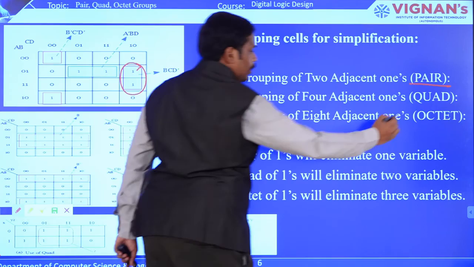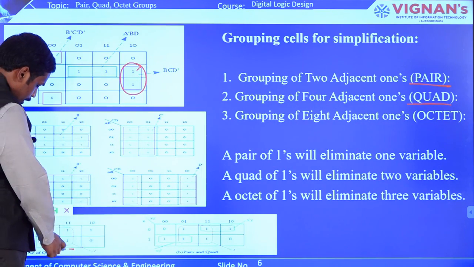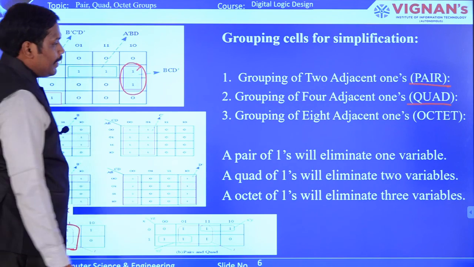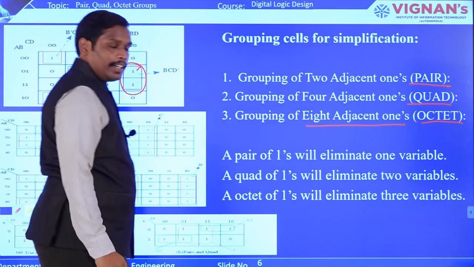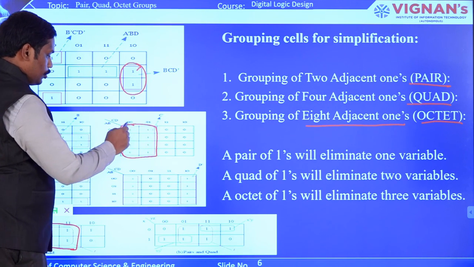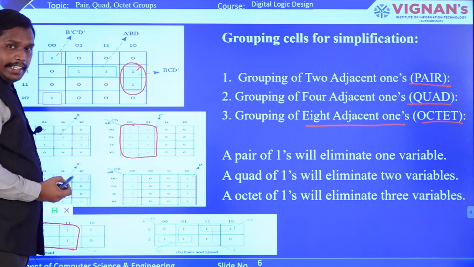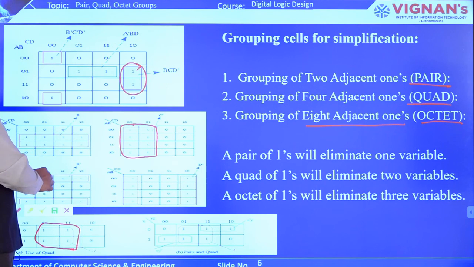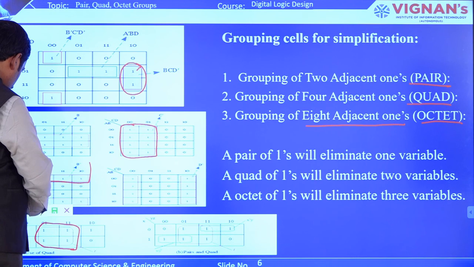And then a quad is grouping 4 ones. Here in this diagram, 4 ones are considered to be a quad. And then for an octet, 8 adjacent ones should be marked. You can take this as an example. Since in this Karnaugh map all ones are there, you can consider this as 8. So that is called an octet. Is it clear? Now for example, there is another face like this that can also be marked as 8.